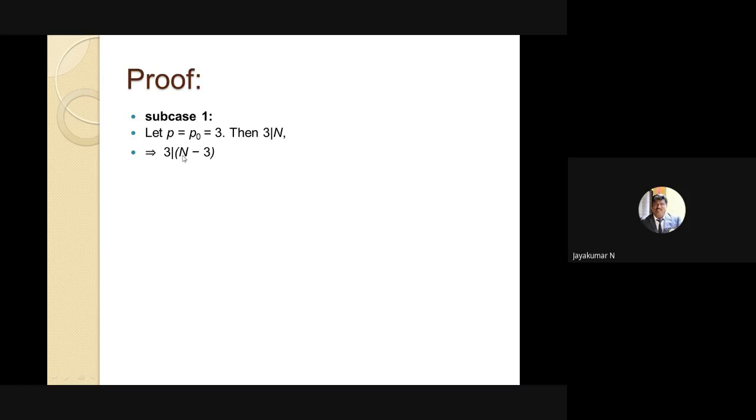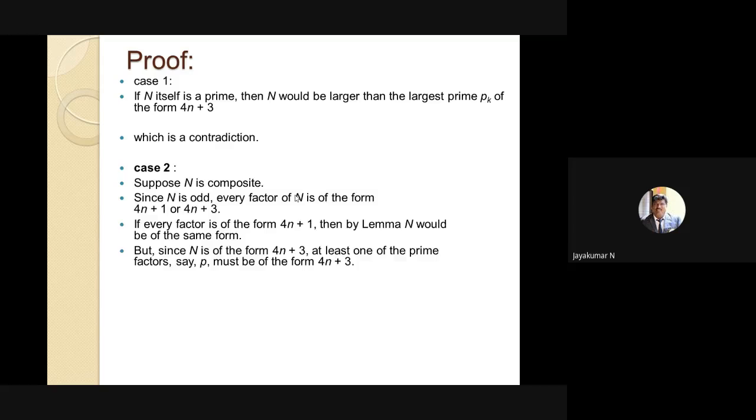So 3 divides n, definitely 3 divides n minus 3, which implies by equation 1 that 3 divides 4 times p1, p2, pk. So I assume that n has a prime factor of the form 4n plus 3. That fact is what I consider p. There are k plus 1 primes whose form is 4n plus 3. I can consider the first case as 3, the remaining cases as other than 3. If we assume p equal to 3, 3 divides n because n has a factor 3. So 3 divides n means 3 divides n minus 3, from equation 1.